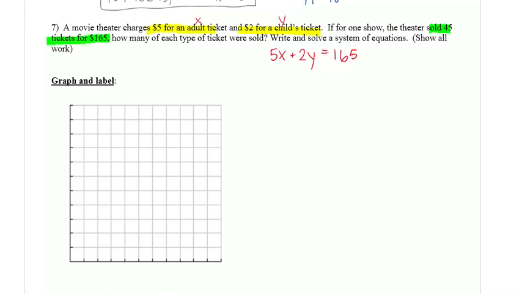Okay, I'm actually going to change that on you. I think I changed it on my answer or the sheet that you're working on. So we're going to say 30 tickets for $90, and that's going to make our lives a little bit easier when we do this. So let me change that here. So it's going to be 5x plus 2y equals not 165, it's going to equal 90, and that looks better. And then our other equation, if they sold 30 tickets altogether, we can say x plus y equals 30.